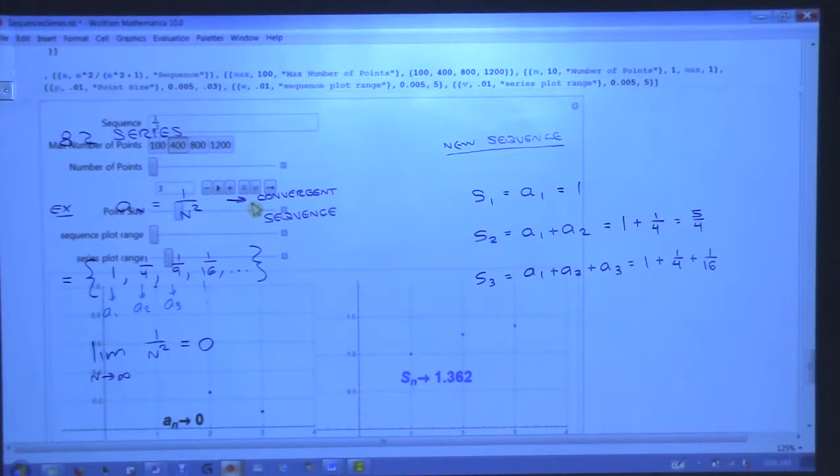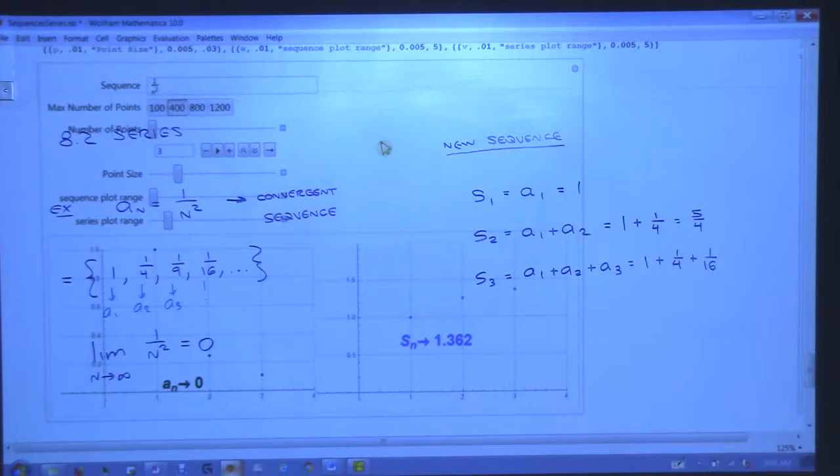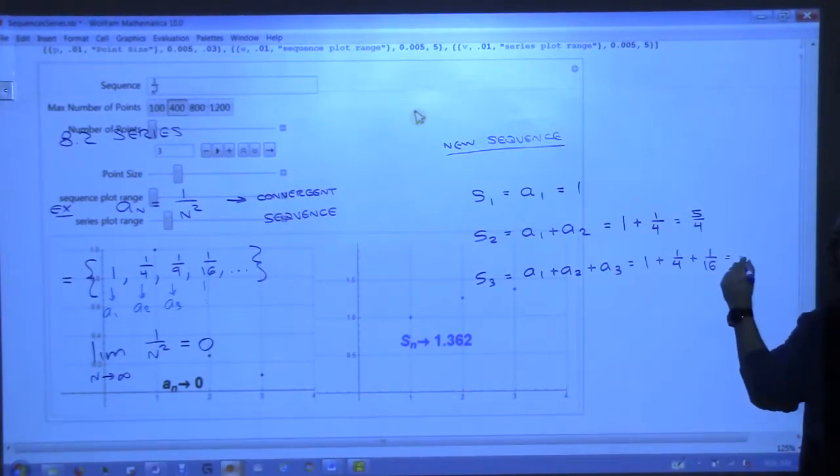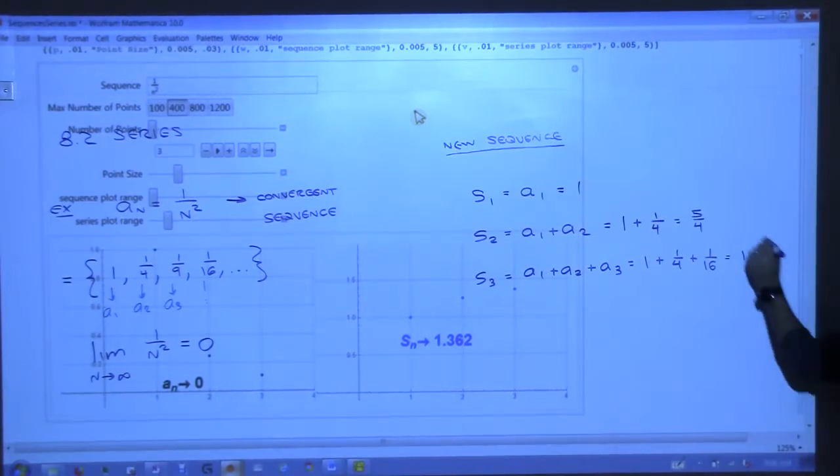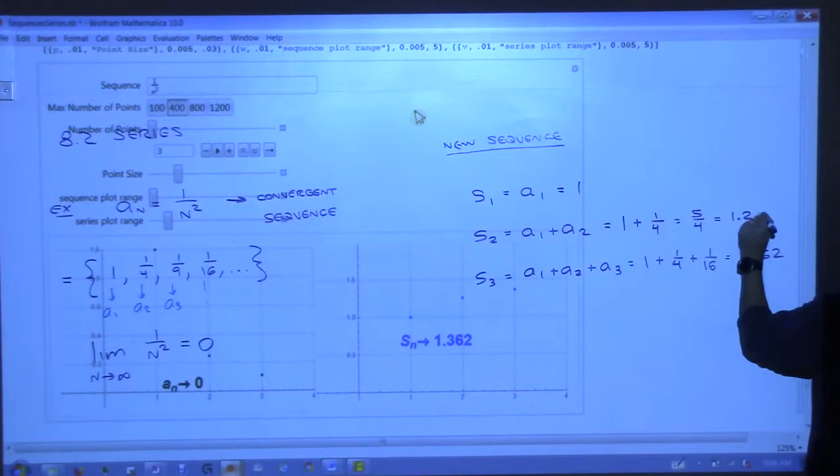I kept it as a fraction. Okay, so I'm having my computer do this for me real quick, and I'm going to do it as a decimal. This would be 1.362. This one was 1.25.